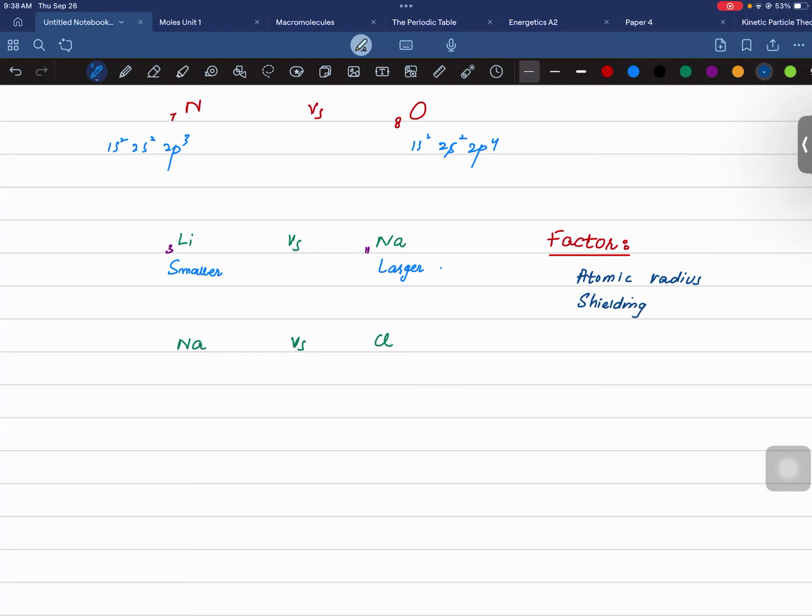What is supposed to be the other factor? Is it the charge of the nucleus? Good. This is called the nuclear charge. And what about the distance between the nucleus and the outermost shell? The same thing.